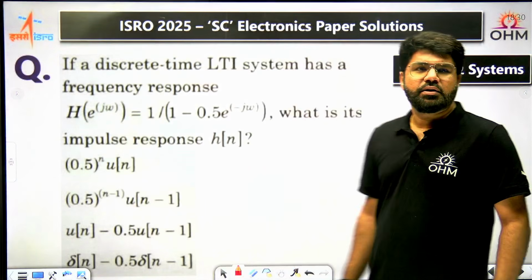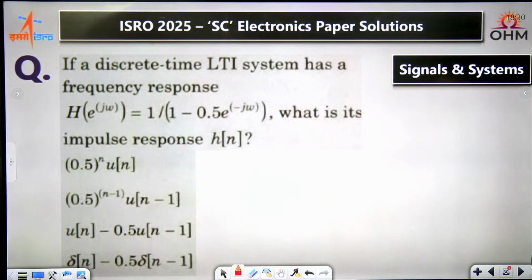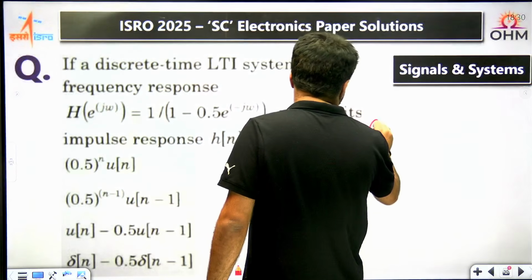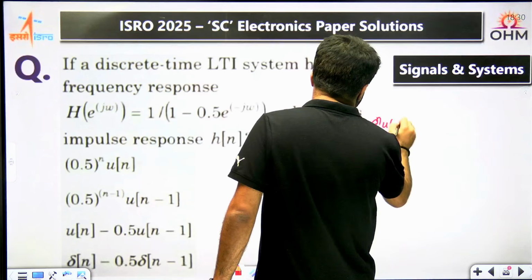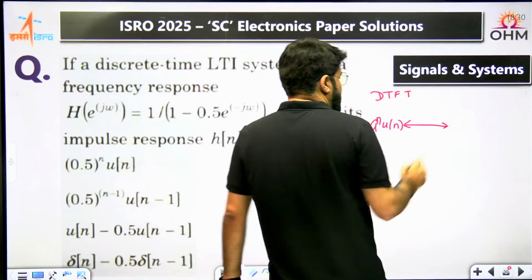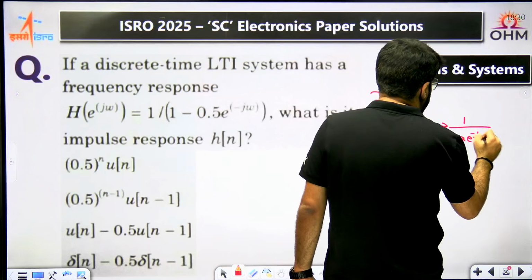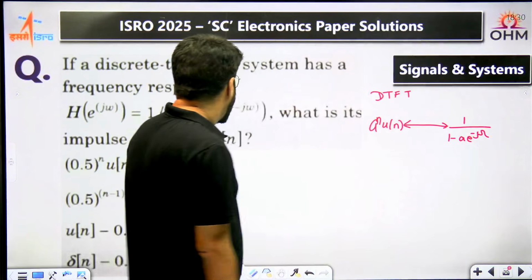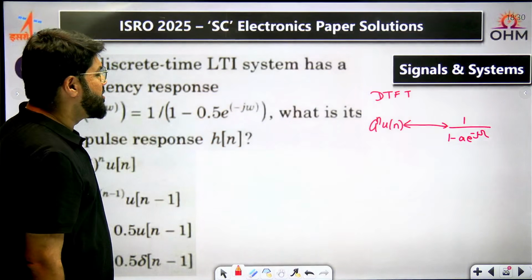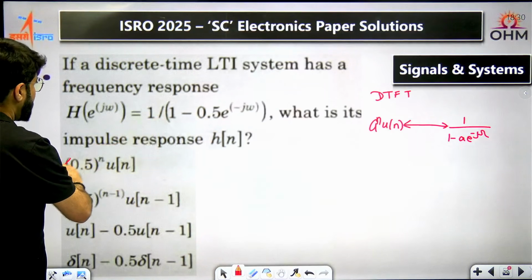Okay, next question. If a discrete time LTI system has the frequency response H(e^jω) equal to 1 upon 1 minus 0.5 e power minus jω, what is the impulse response h[n]? One of the known DTFT pairs, a power n u[n], has the DTFT of 1 upon 1 minus a e power minus jω. So 1 upon 1 minus 0.5 e power minus jω is the Fourier transform of 0.5 power n u[n].